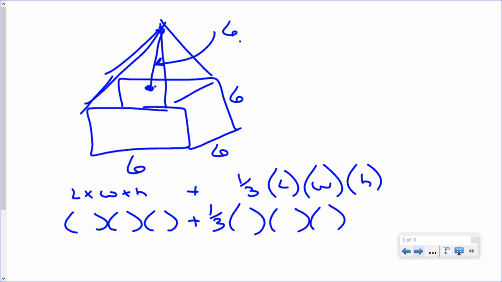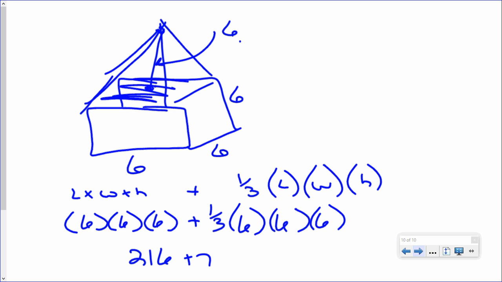On the box, you got 6, 6, and 6, length, width, height. But on the pyramid, you notice that this is also a 6 by 6 for your base, with the height of 6. So if we figure one side out here, we got 216 plus, and if we figure the other side out, we get 72, which makes us a grand total of 288 meters cubed.